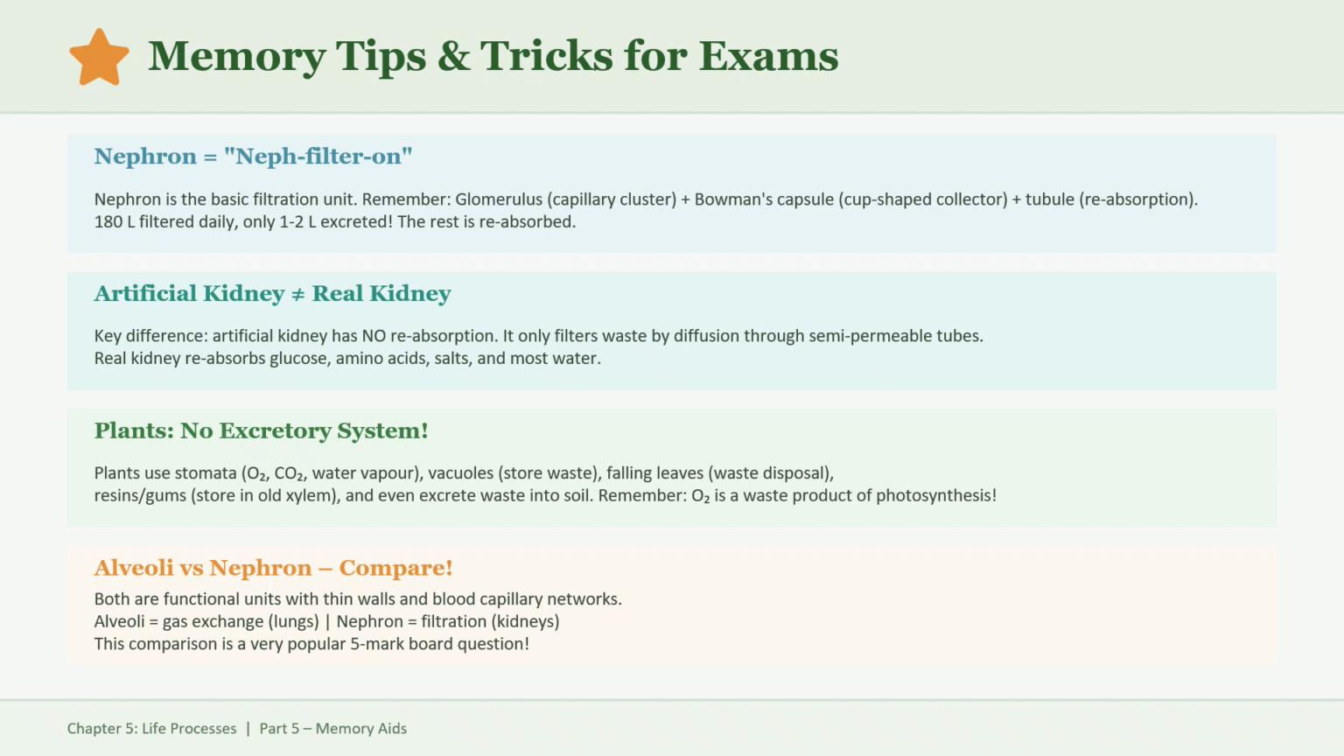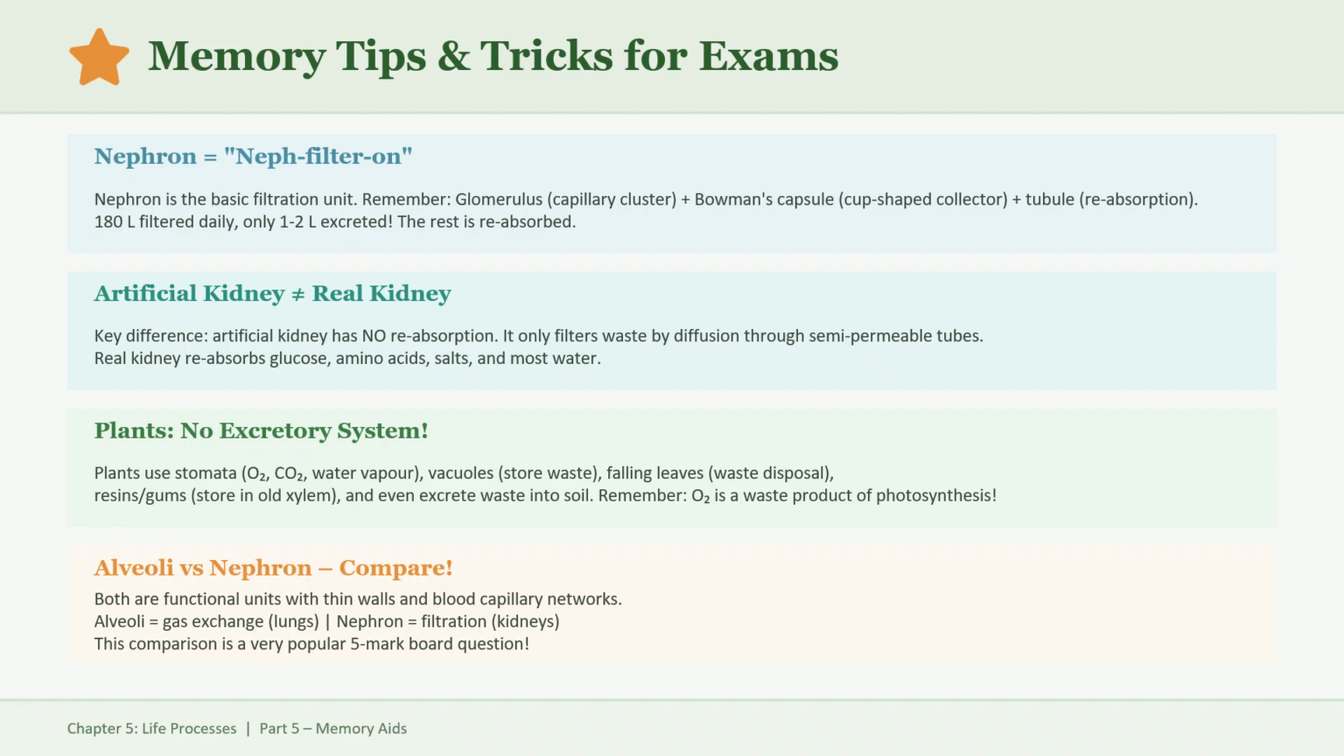And then plants don't have any specific excretory system. By means of stomata, gaseous exchange takes place. Vacuoles store the waste and leaf fall takes place. Resins and gums are stored in the old xylem. Some are also excreted into the soil. And oxygen is a waste product of photosynthesis, right?